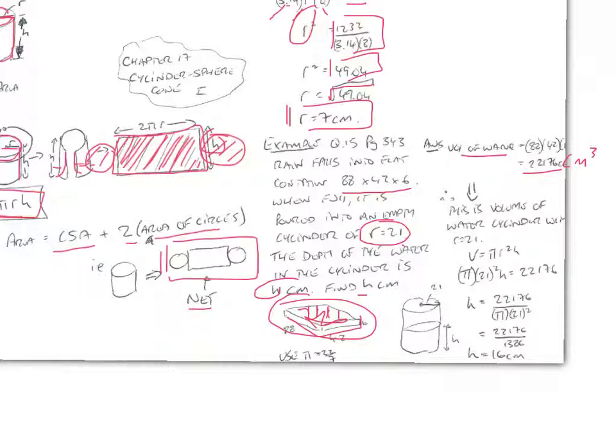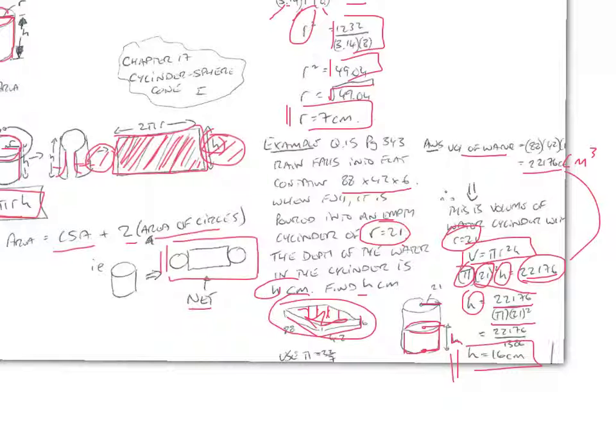Now this is the volume of the water cylinder that's created, which has a radius of 21. So the volume is equal to pi r squared h. So we know what pi is, we know r is 21, we're looking for h, and that's all equal to this volume here of this water cylinder, okay? Here it is here. And this is the h we're looking for. It's 21 there, 21 there, the radius. So if that's the case, then we have to rewrite it so that h is the subject of the formula. h is equal to 22,176 divided by, bring these over here, pi times 21 squared. h is equal to 16 centimeters.